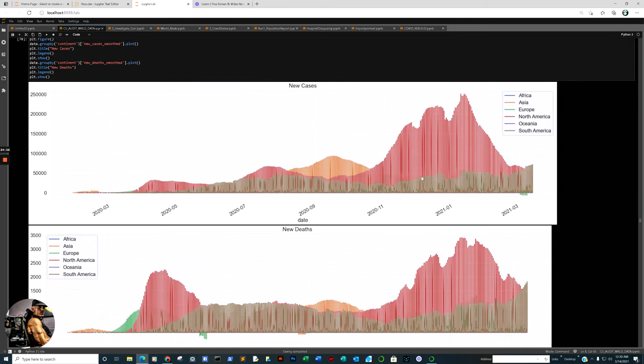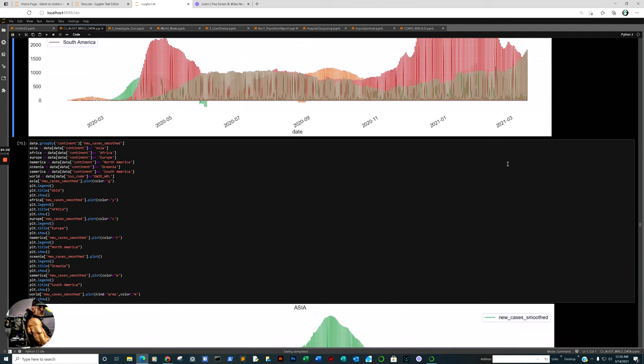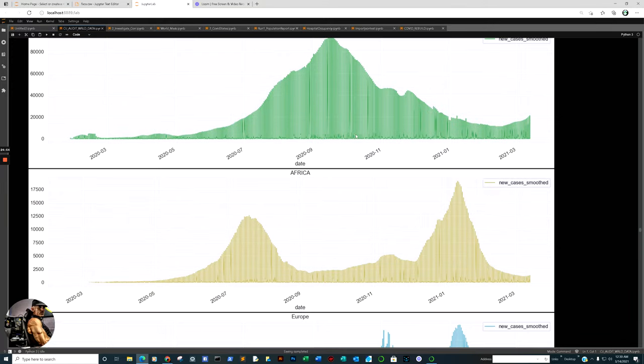And here we are, new cases. Look at what's happened there. This is total for continent-wise. South America is now above North America. And that has not happened since June of last year. Interesting. All right. Asia.